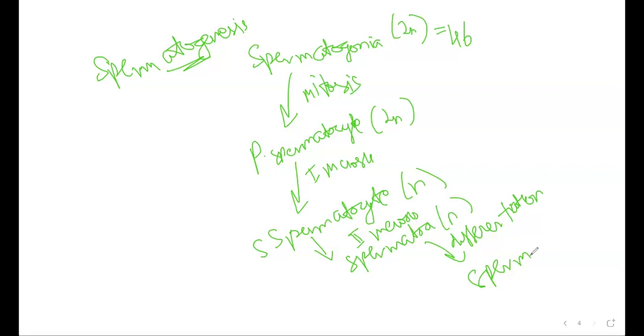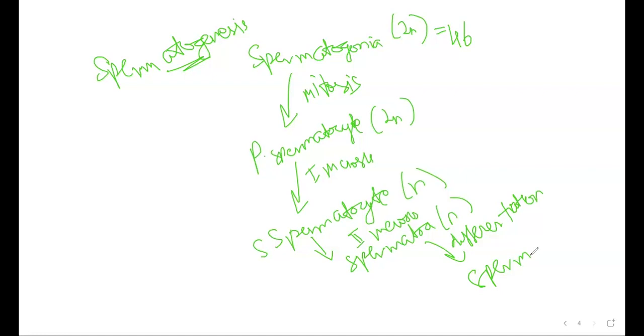So what is spermatogenesis? Spermatogonia are diploid structures having 46 chromosomes. First, they increase their number inside the seminiferous tubule through the mitosis process. Then the spermatogonia form what is known as the primary spermatocyte, again a diploid structure, because it is a result of mitotic division.